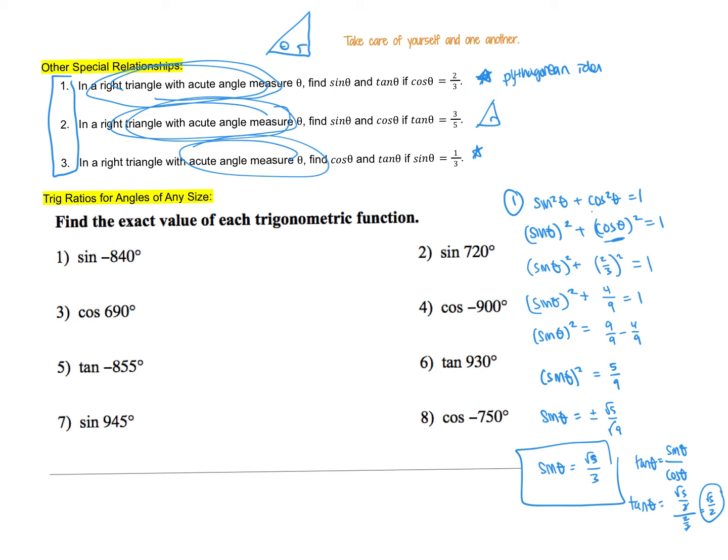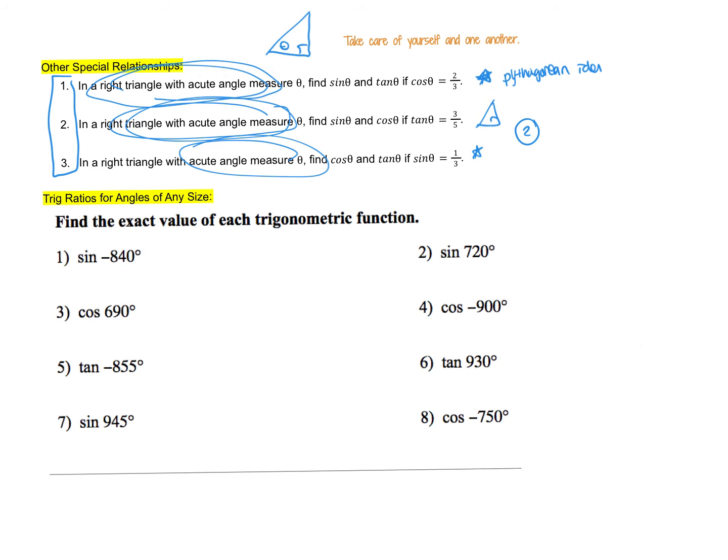I'm now going to show you number 2 using the right triangle trig. Okay, so for number 2, I'm going to draw a right triangle, and I'm just going to label one of the angles theta. I use the bottom left. So tangent is opposite over adjacent. So we have 3 over 5. 3 will be our opposite, and 5 will be our adjacent. From the problem, they said tangent theta is 3 opposite over 5 adjacent.